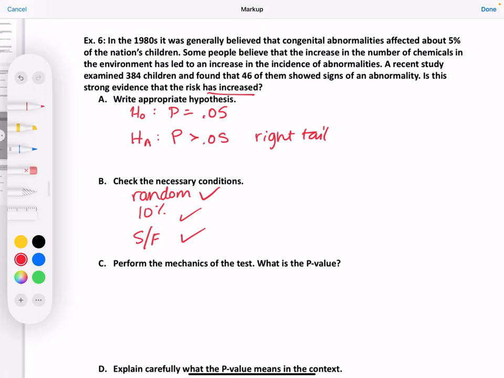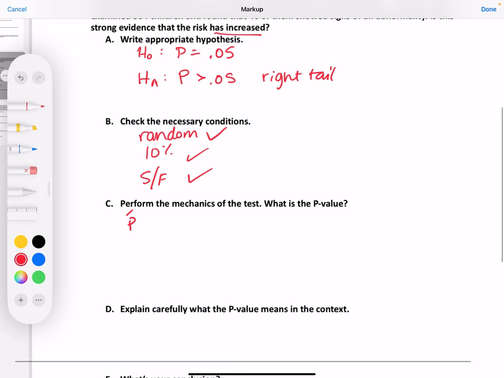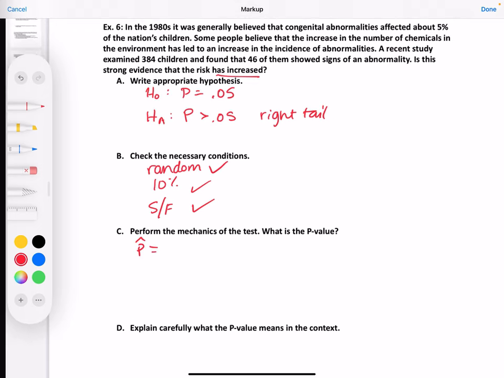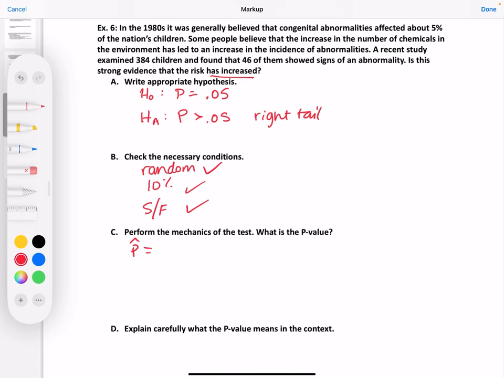So then to perform the mechanics of the test, what is the p-value? So p hat is going to be equal to 46 out of the 384, which is what?